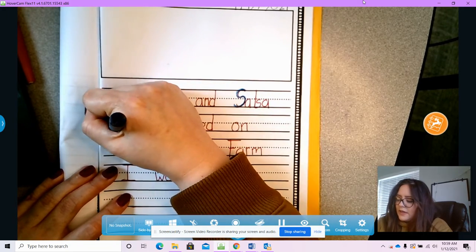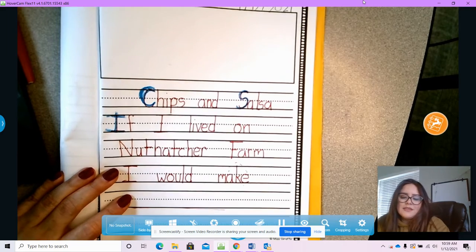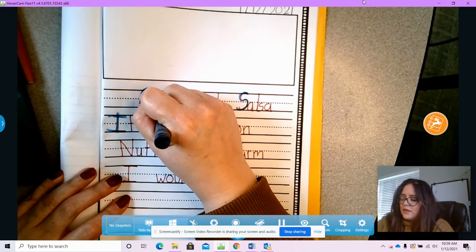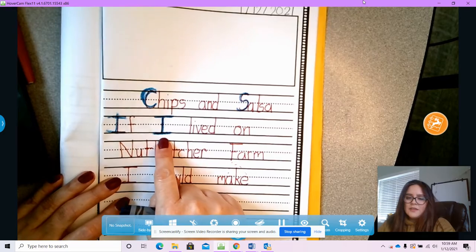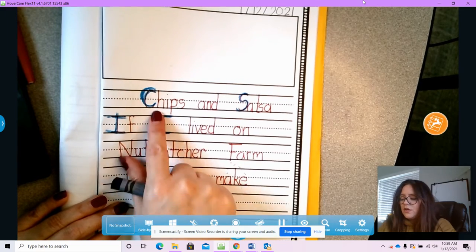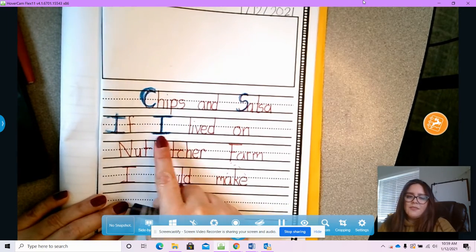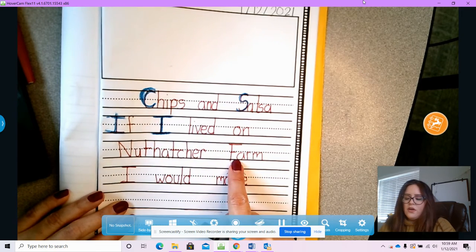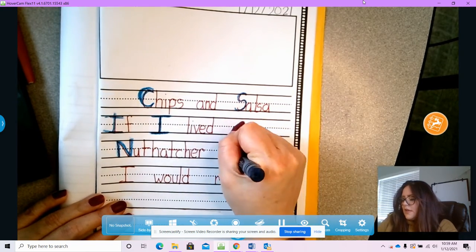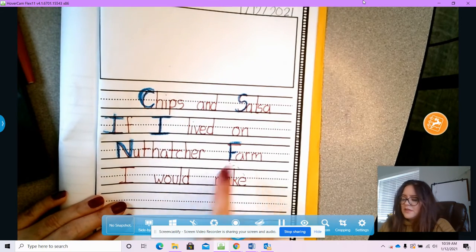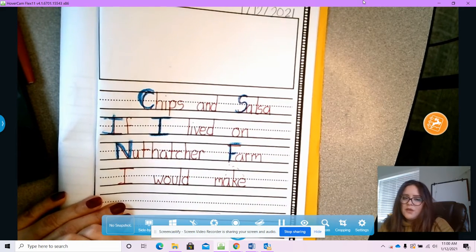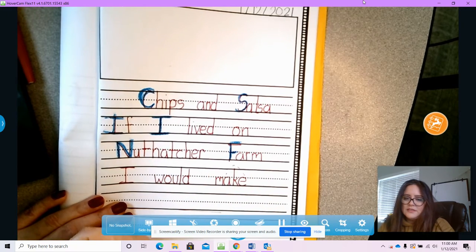And then I need to capitalize the I in if because it's the beginning of my sentence. If I, we're going to capitalize this I also because when the I is all by itself, it's always capital I. If I lived on Nuthatcher Farm, the N and the F in Nuthatcher Farm need to be capitalized too because this is the name of the farm. This is the name of the book, the name of the farm. Whenever it's the name of something, we need to capitalize it.